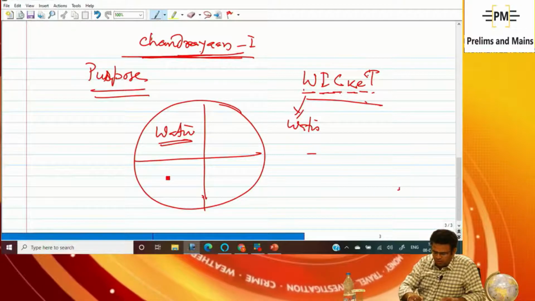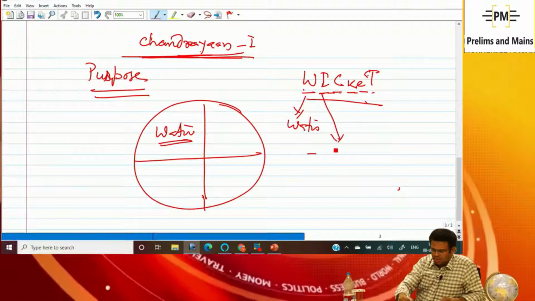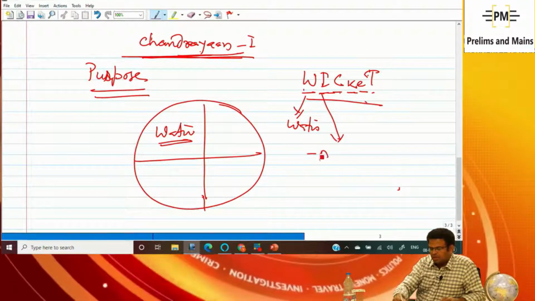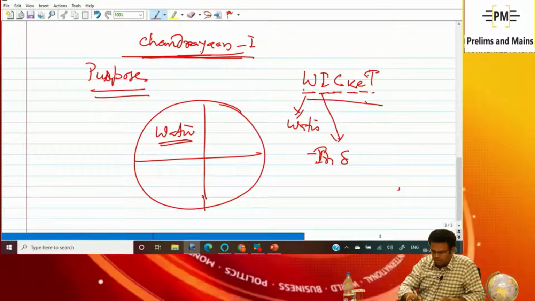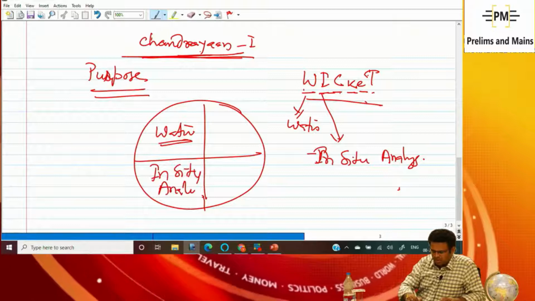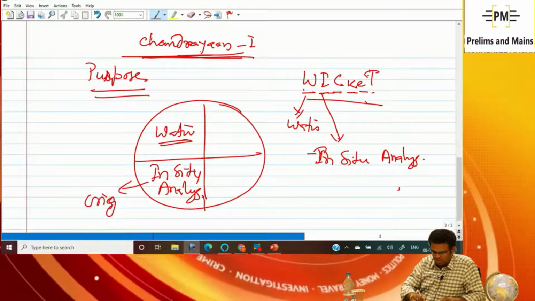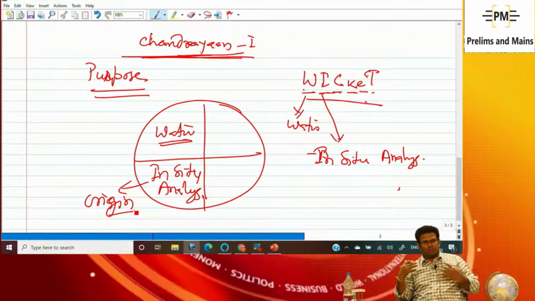I said that I4 in situ analysis. So here it is talking about in situ analysis. In situ means we can be able to say that origin.